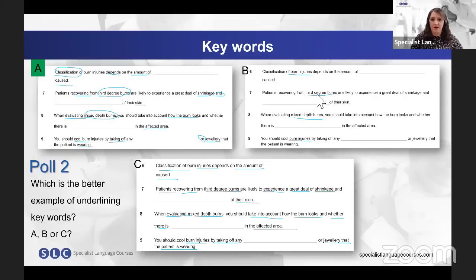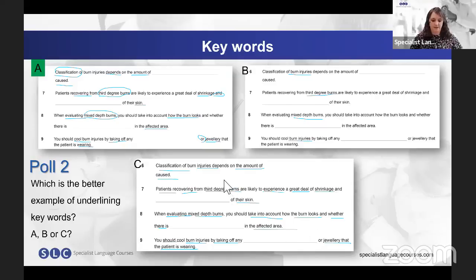There's only one phrase underlined in each of the questions, which means that perhaps there isn't enough to help you to find the answer. And C has got quite a lot underlined, so perhaps this is too much. So remember that those keywords are the words that are going to help you scan for the answer. If you underline too much, then it may not be that helpful for you.